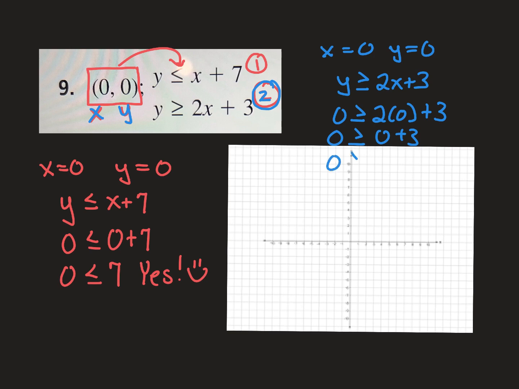Continuing to simplify a little bit, 0 plus 3 is 3. So we have to ask ourselves, is 0 greater than or equal to 3? And the answer to that is no. That does not work. So what we can learn from this is that the point (0, 0) would not be in the shaded region for the solution of that system of inequalities. So this is not an answer. The answer to question number 9 is no, because it has to work for both, not just one or the other. But on to graphing.